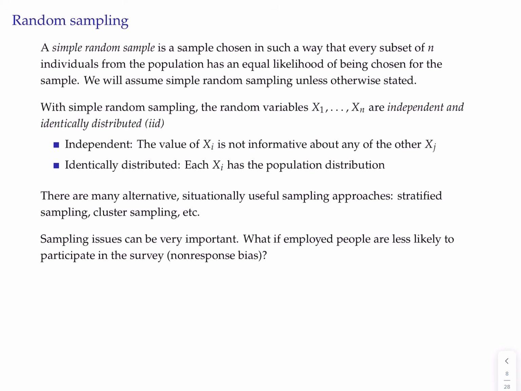The random variables are identically distributed, and that's because every time we reach into the population and randomly survey someone, we could get anyone from the population. And so the distribution of X sub 1, our first observation, is the population distribution of employment and unemployment, for example, among people in the labor force. So each of those random variables has the population distribution. That's what the identically distributed thing means. There are definitely other valuable ways to survey, in certain situations, but we're not going to get into detail on those. We'll assume random sampling.